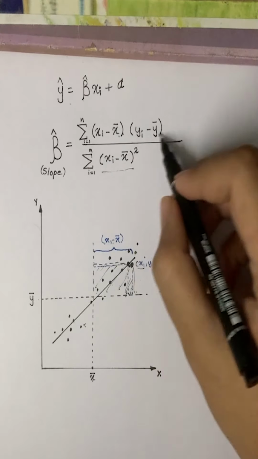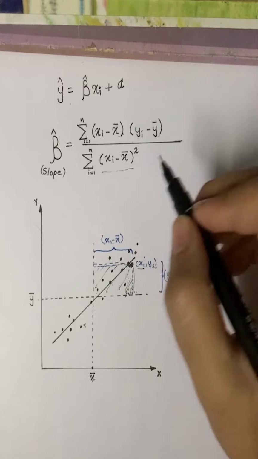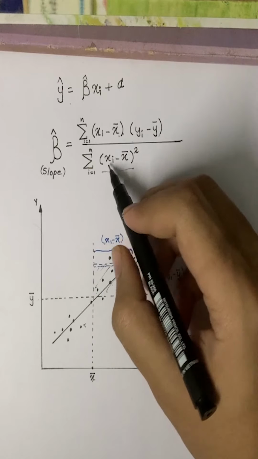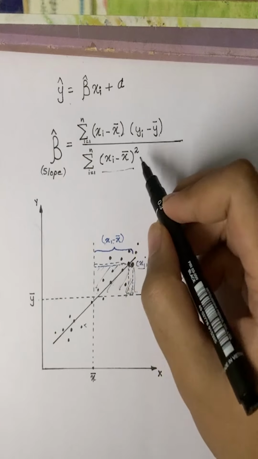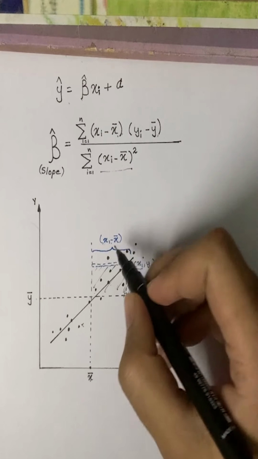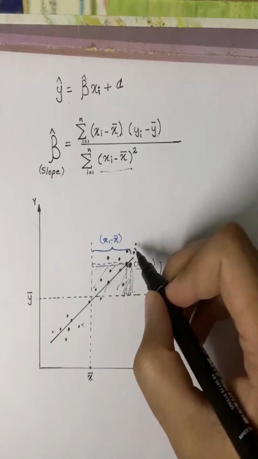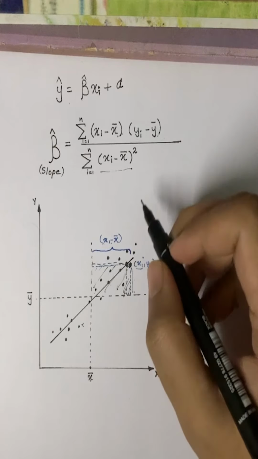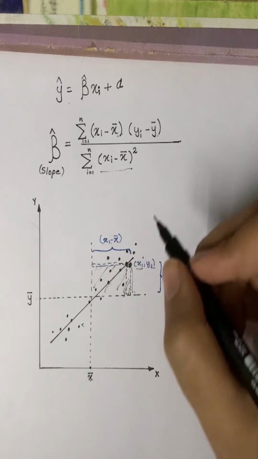Now this is the numerator. Let's consider the denominator now. So xi minus x dash whole square, what does it mean? We all know that xi minus x dash is already the length of the rectangle. This actually can be visualized.